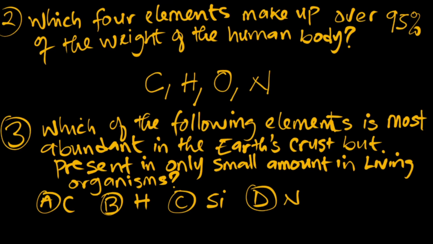The one that is very clear here is the silicon. We noted that silicon is found in trace amount in human body, but is found in the earth crust at 26%. So silicon is the element found in the earth crust that is present in large amount, but in human very small amount.